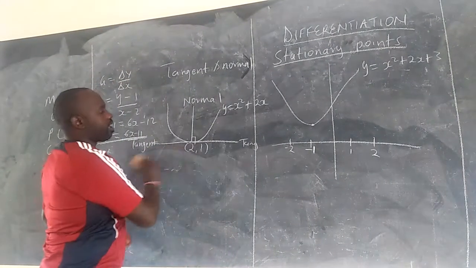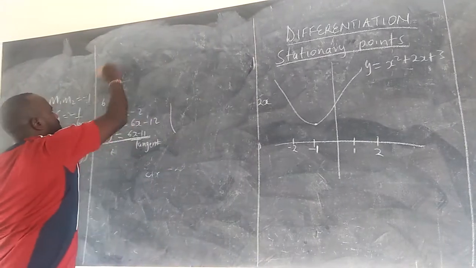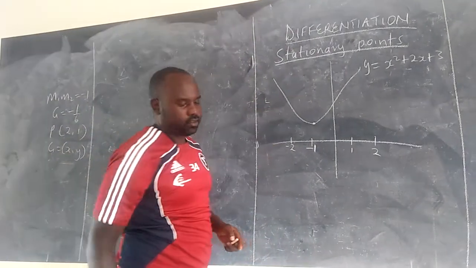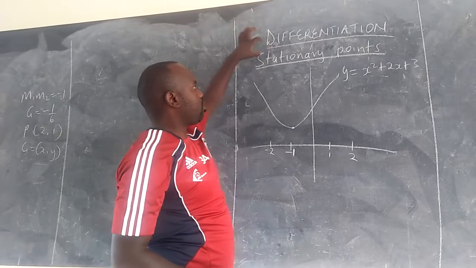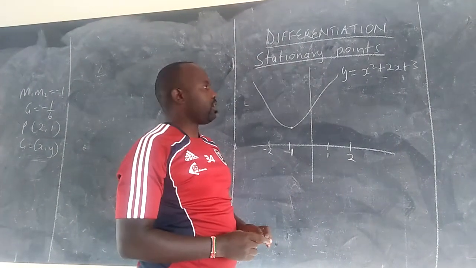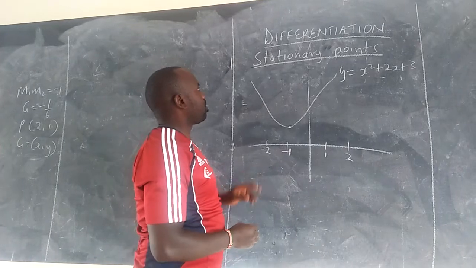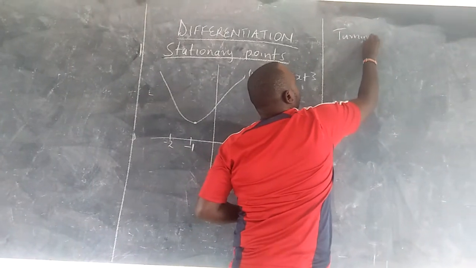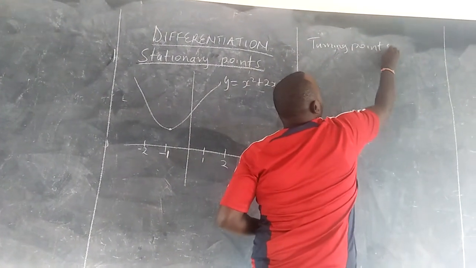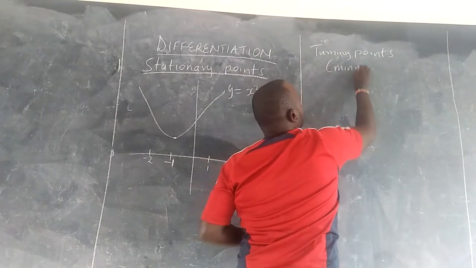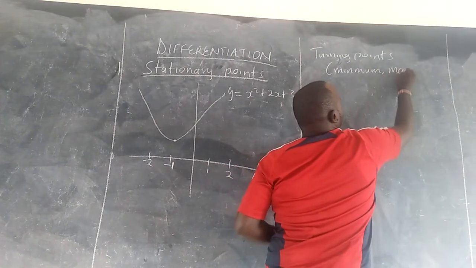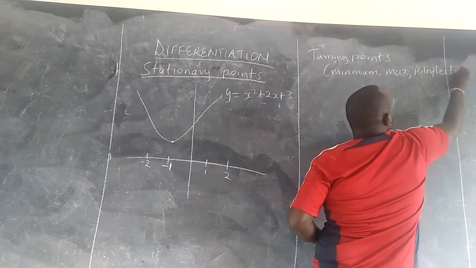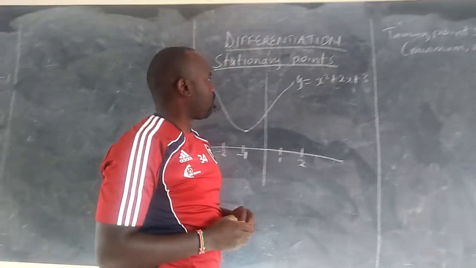Thank you. Let's now come to our main lesson of today, which is stationary points. We want to look at stationary points, and stationary points are also known as turning points. And there are three types: it's either a minimum, or a maximum, or a point of inflection. We shall look at all of them.